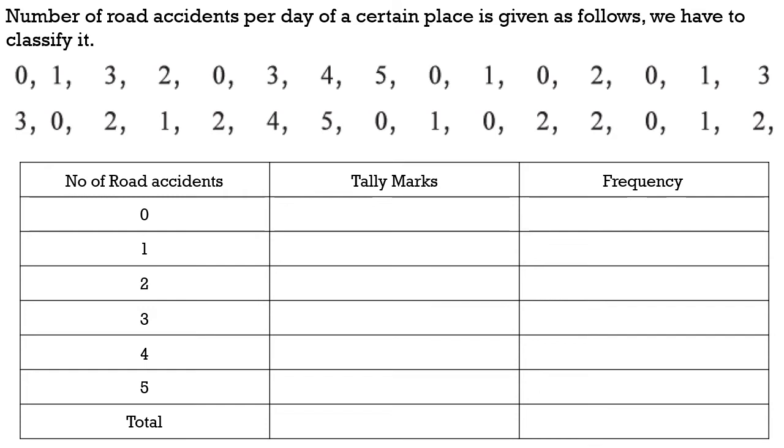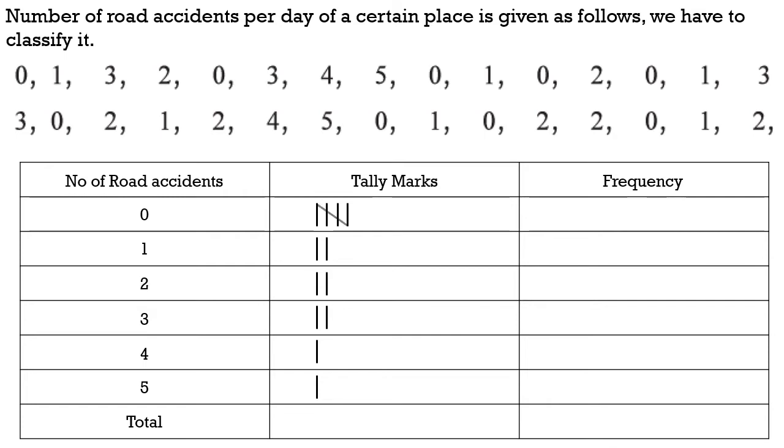What we are going to do, we are going to start one by one taking each and every observation and putting a mark in front of that observation. The first value given in the data is 0. So this will be the one tally mark in front of 0. Next is 1. So I will put 1 mark in front of 1. Next is 3. So it will be 3. Then comes 2. Then again 0. Then 3. Then 4. Then 5. 0. 1.